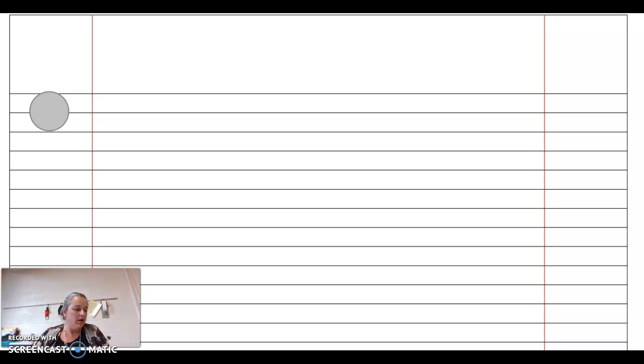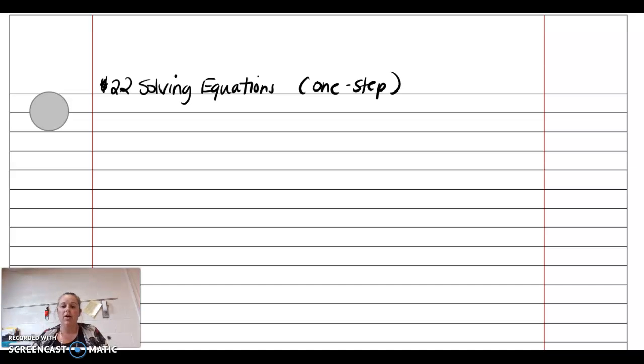All right, so these are your chapter 2-2 notes on solving one-step equations. So your first video on solving equations. These are going to be the easier ones, the one step. We'll work our way to more difficult ones. Make sure you put your page number up here. Put this into your table of contents with the correct page number.